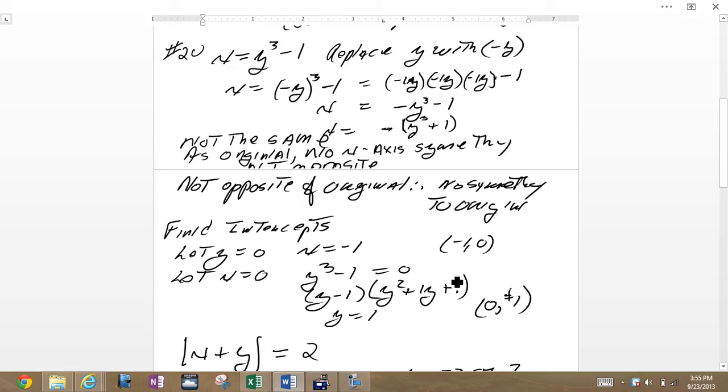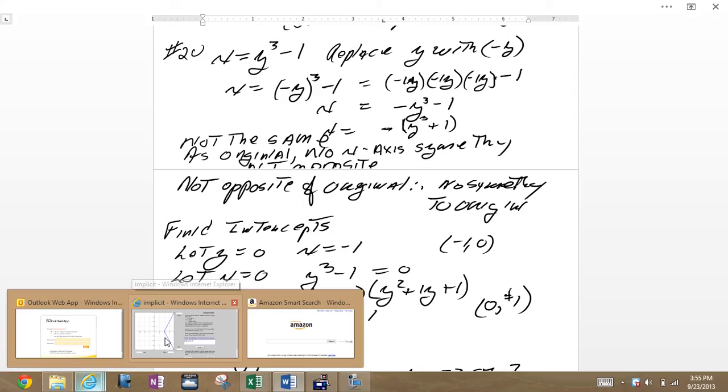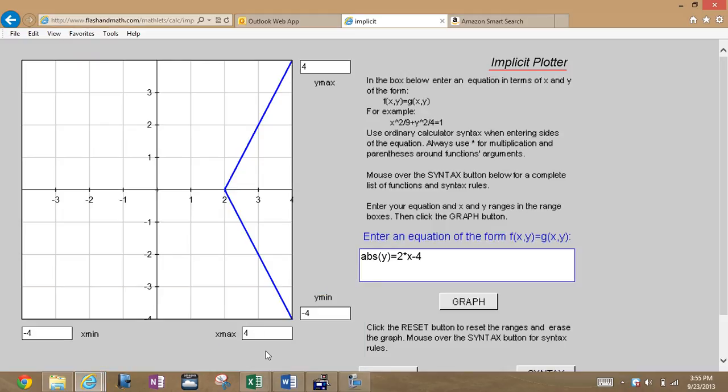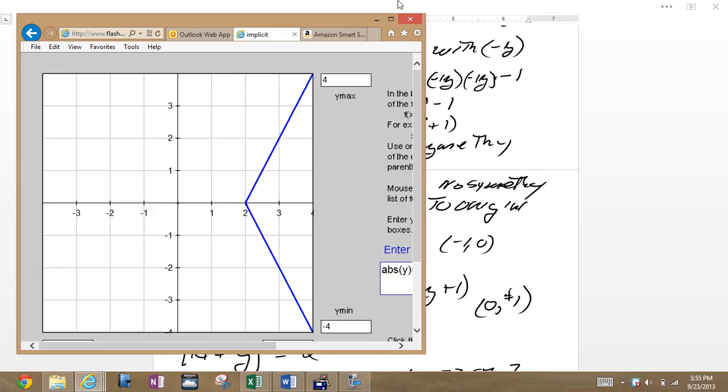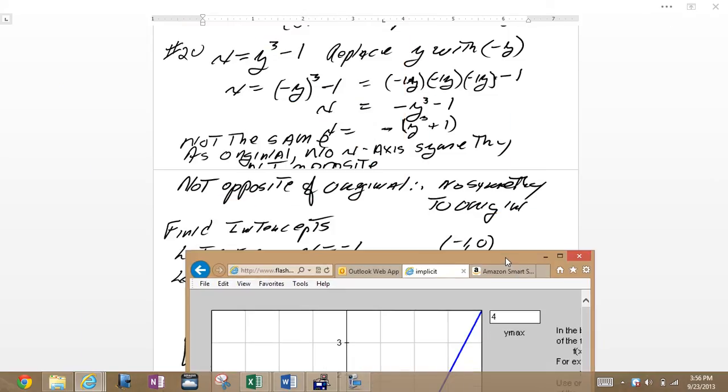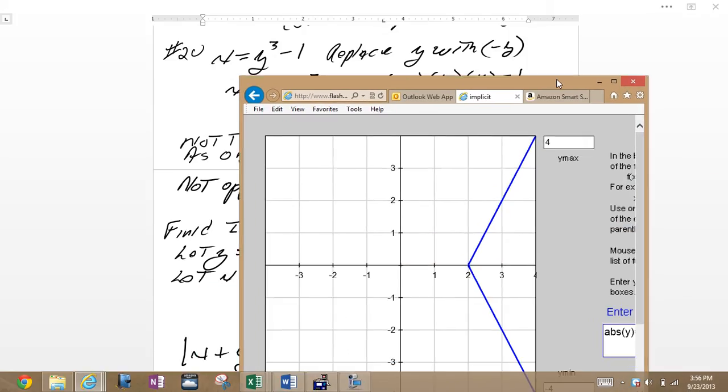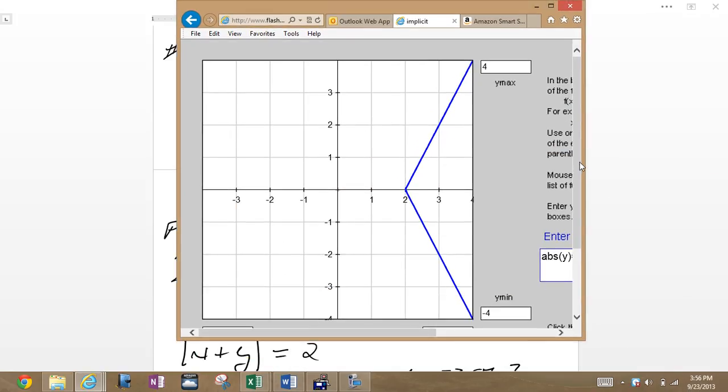Well, it has no symmetry, and it crosses the x-axis at -1 and the y-axis at +1. Again, since this is written x in terms of y, you can't ask your calculator to graph that. But I offered you that option over here, and let's take a look at it from here, okay? So what we're asked to graph here is the expression, try to remember, x equals y cubed minus 1, okay?